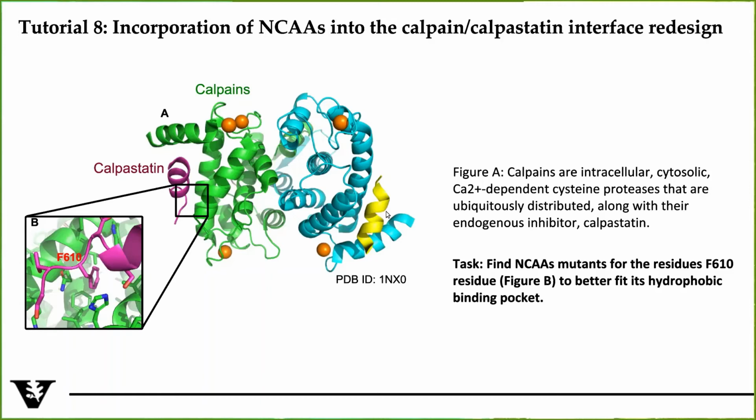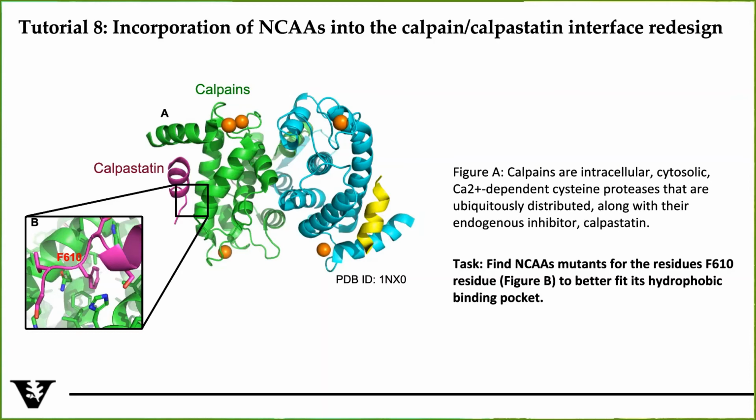The task that you're going to perform in this tutorial is to try to find the non-natural amino acid mutant for the residue phenylalanine at position 610 here. As you can see, there is a highly hydrophobic binding pocket that surrounds this side chain, and it still has some space for the side chain to expand. So we're going to try to find a better non-canonical side chain, a phenylalanine derivative, to better fill this pocket.